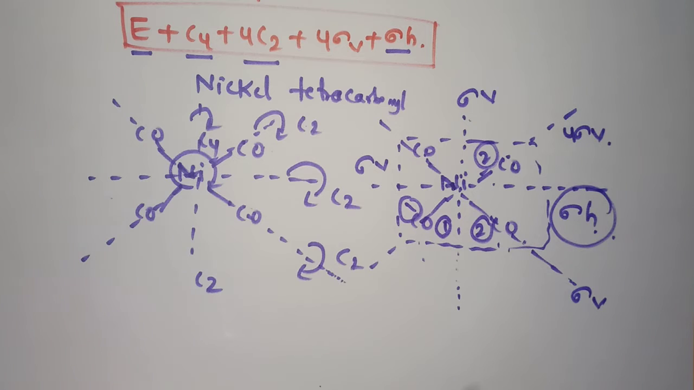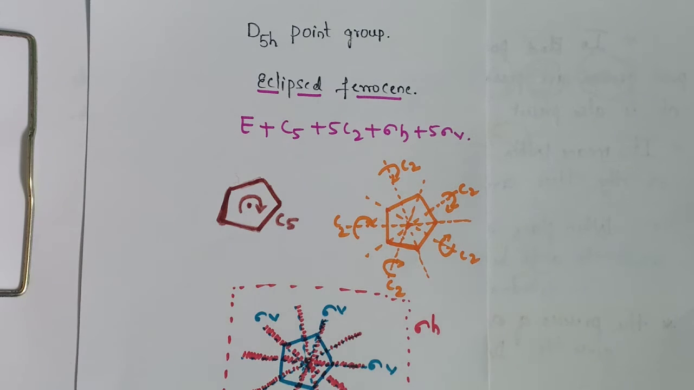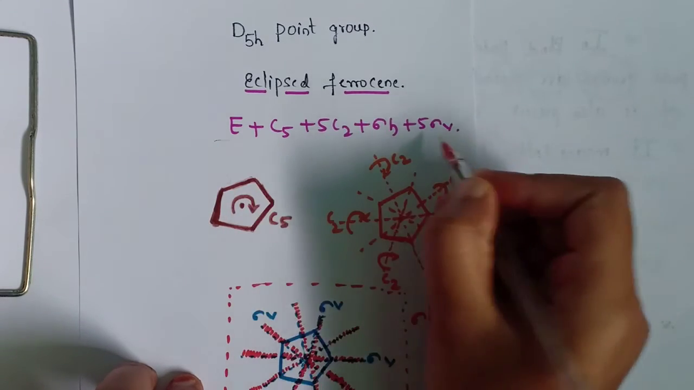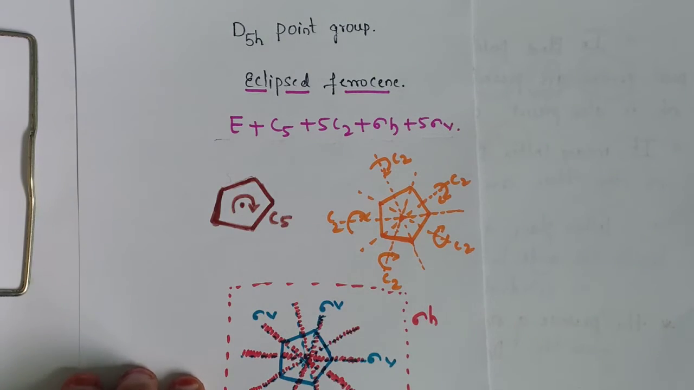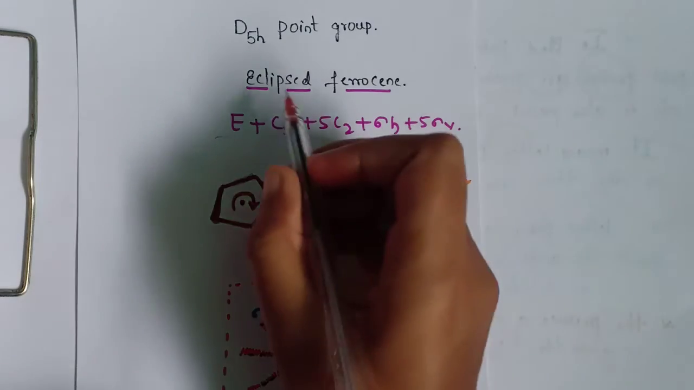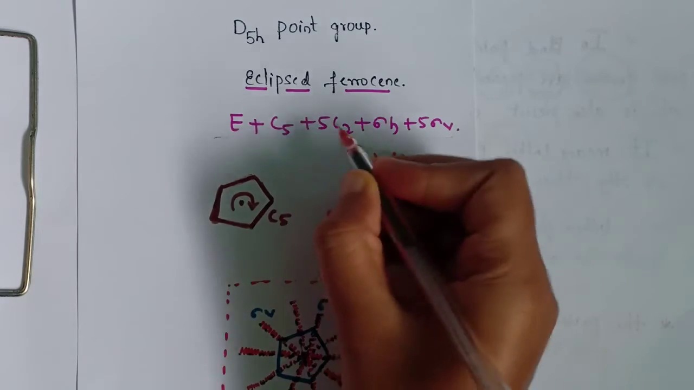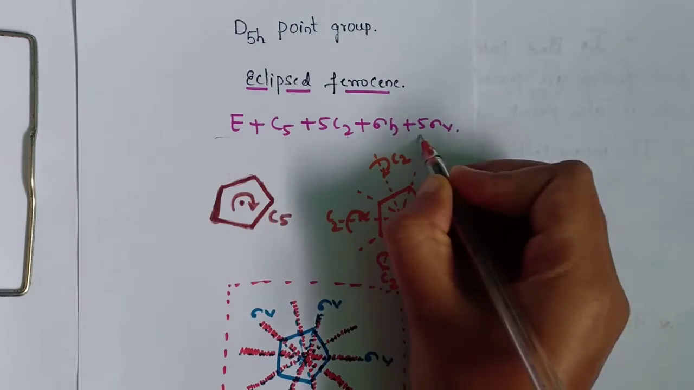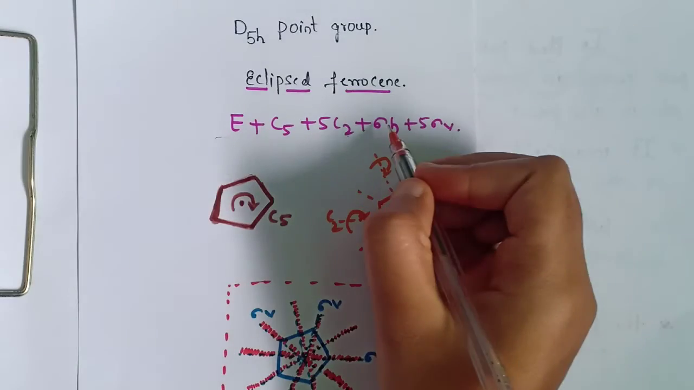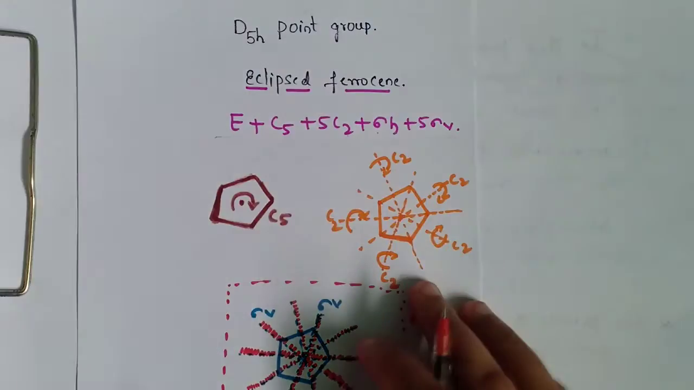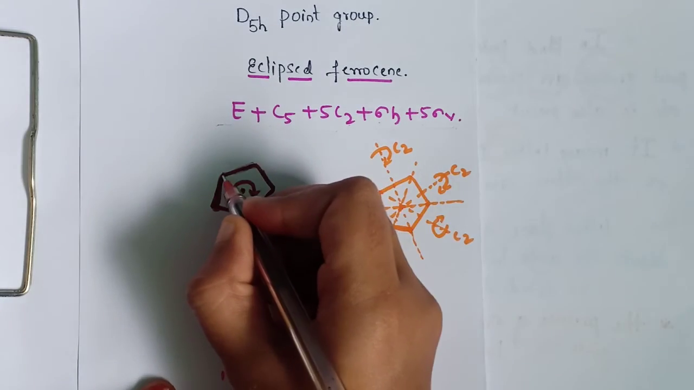The example is nickel tetracarbonyl. Now the next one is the D5h point group. In this D5h point group, the symmetry elements are E, C5, 5C2, sigma H and 5 sigma V. These are the symmetry elements present in the D5h point group. The example is eclipsed ferrocene. See, here is the identity, C5, 5C2. If C5 is present, 5C2 will be present and 5 sigma V will be present. We already know that. And a sigma H is present, that is the horizontal plane of symmetry. It is the vertical plane of symmetry. So this is the structure of ferrocene.